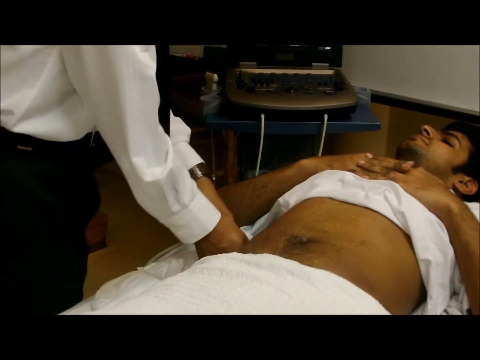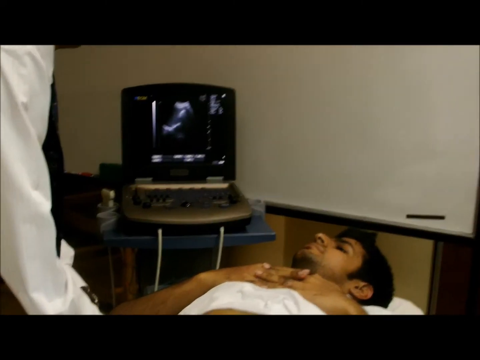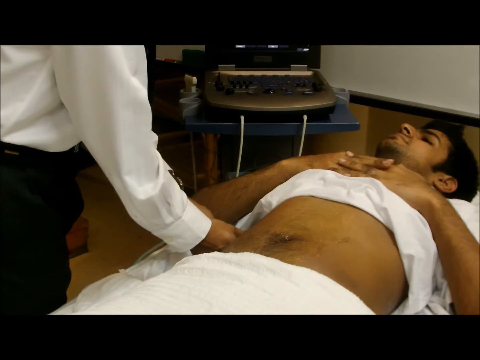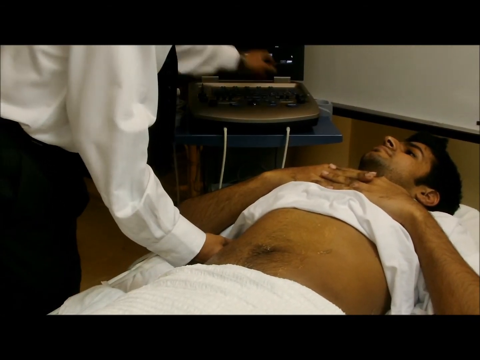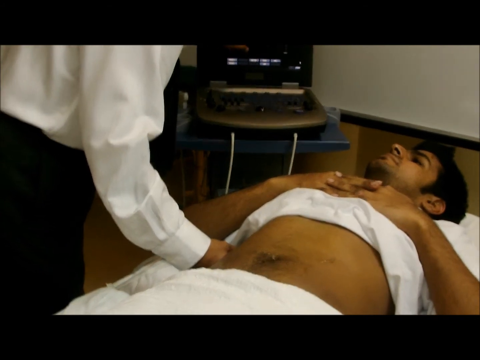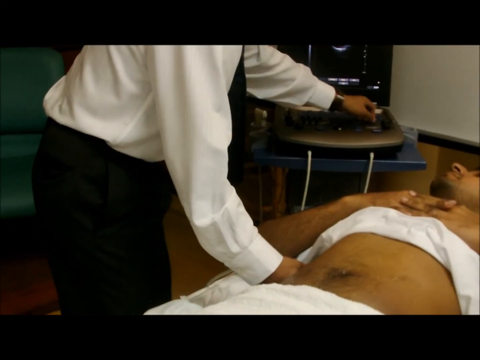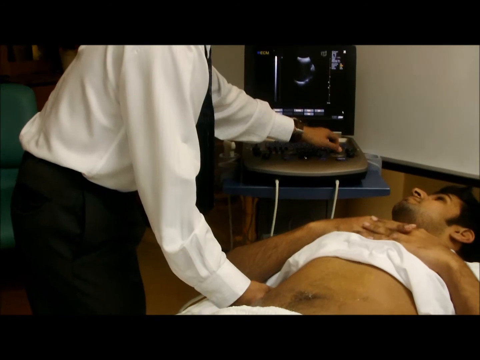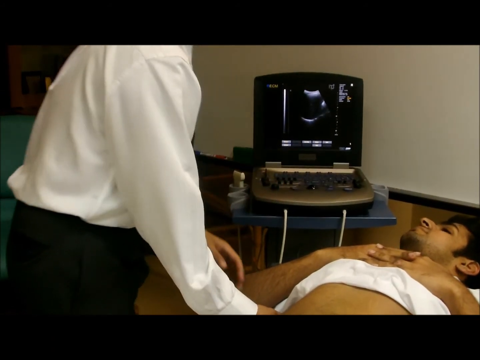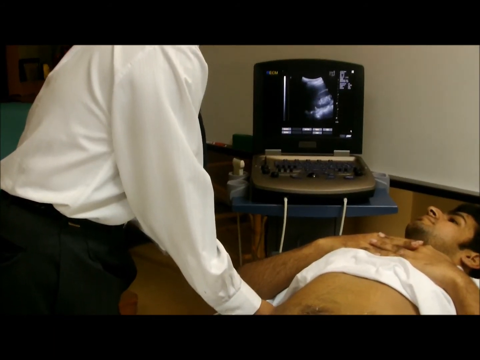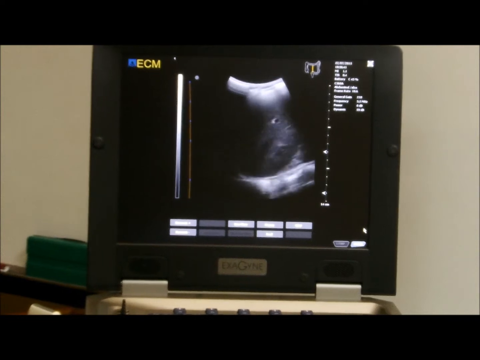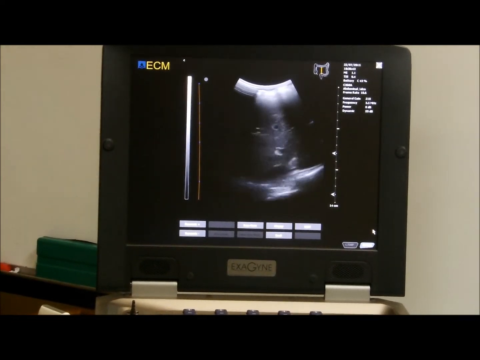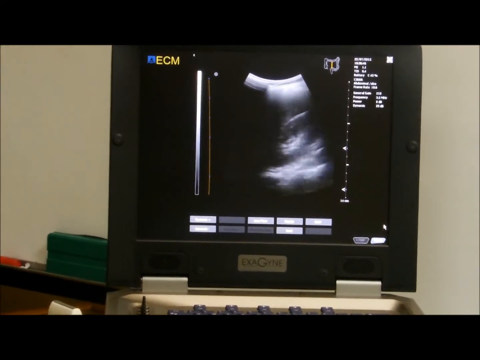Sometimes it's obscured by the bowel gas. I can come to this side. Yeah? And over here I can see the liver. Okay. And I can see the diaphragm, the bright echogenic structures, the diaphragm. Now, if I come down a little bit, okay, I can see the kidney. Okay, so that's the liver.